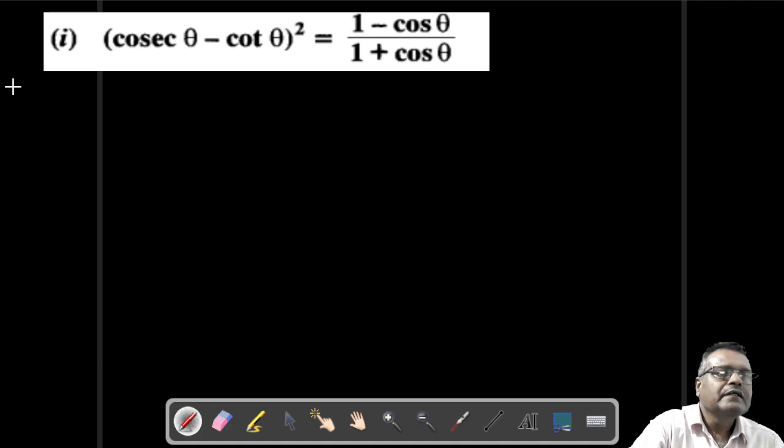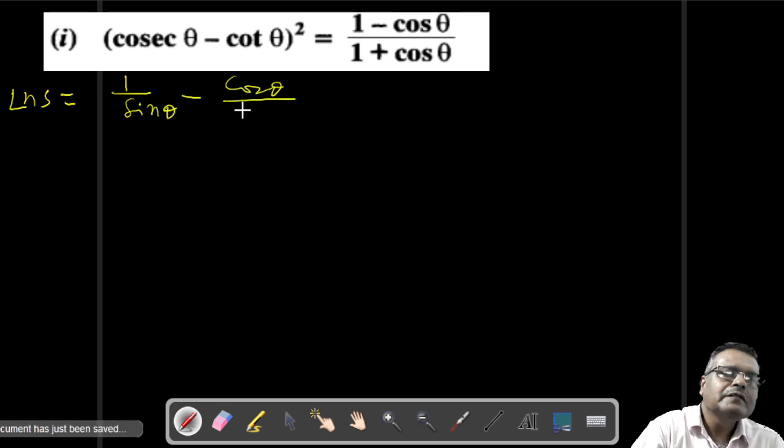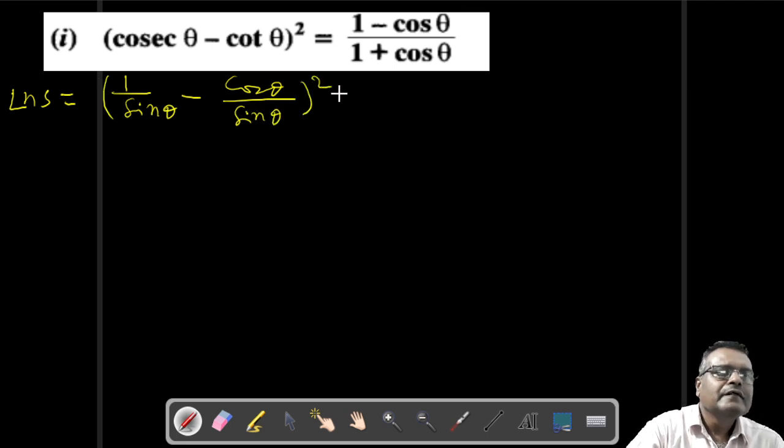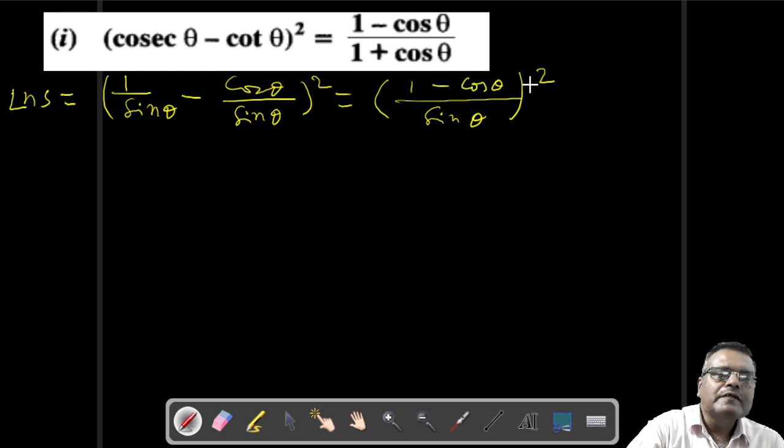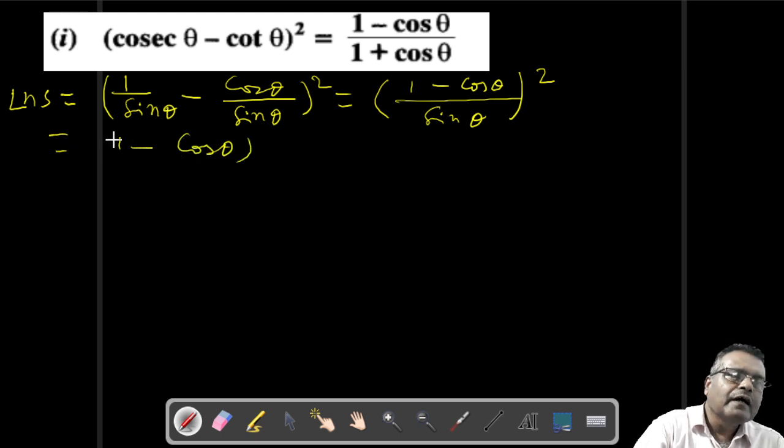First question is (cosec theta minus cot theta) whole square. Take LHS. Cosec theta is 1 by sin theta, minus cos theta by sin theta, this whole square. You can write this as 1 by sin theta LCM, then (1 minus cos theta) whole square. So (1 minus cos theta) whole square divided by sin square theta.